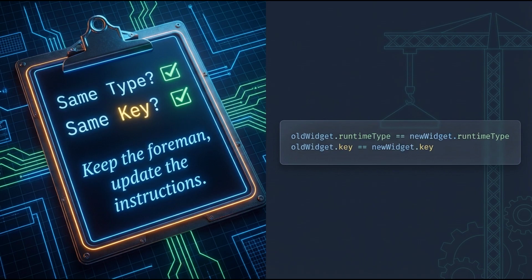When new blueprints arrive, the foreman uses a simple rule to decide, keep or replace. Same type, same key? Keep the foreman. Update the instructions. In code, that's oldWidget.runtimeType equals newWidget.runtimeType and oldWidget.key equals newWidget.key. This 2-line function called canUpdate controls everything.